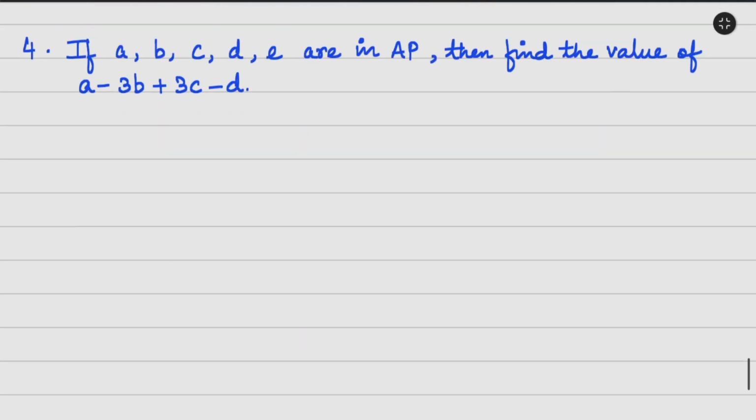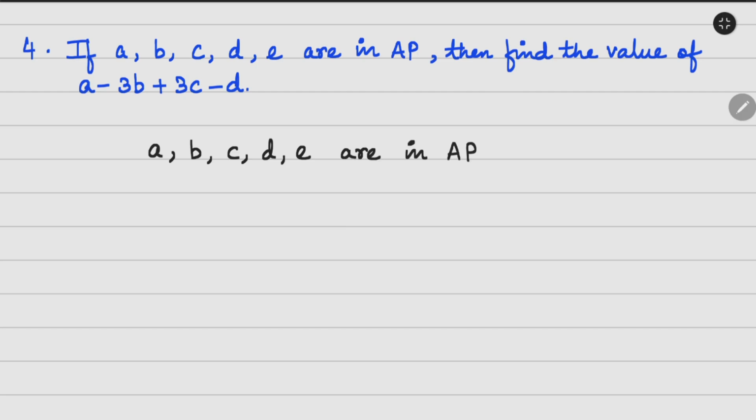If A, B, C, D, E are in AP, then find the value of A minus 3B plus 3C minus D. Now, since A, B, C, D, E are the terms in an AP, let us write the given thing as it is. So, A, B, C, D, E. They are terms in an AP.